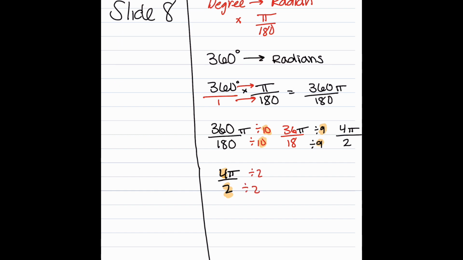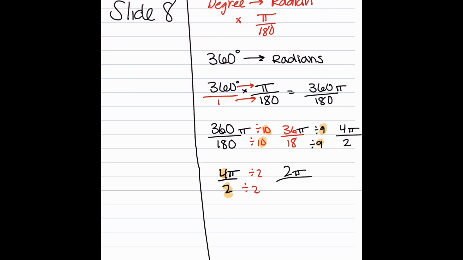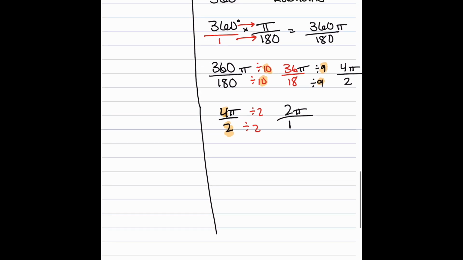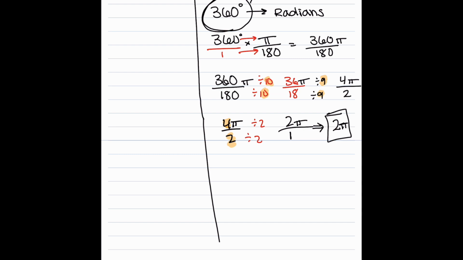4 pi divided by 2, or 4 divided by 2 is 2. Keep the pi. 2 divided by 2 is 1. Now I can no longer divide because I arrived at a 1. If you arrive at a 1, you're automatically done. And 2 pi over 1 is actually the same thing as 2 pi. Remember, if the denominator is 1, you can drop it and make it invisible. So 360 degrees in radians is 2 pi.